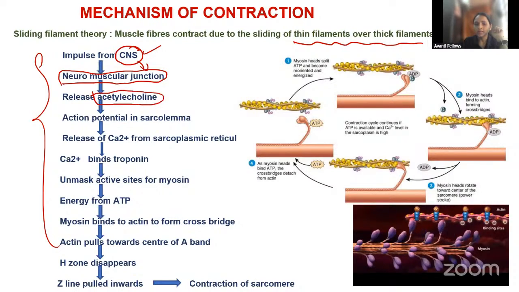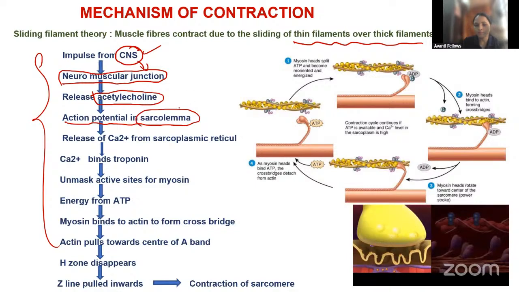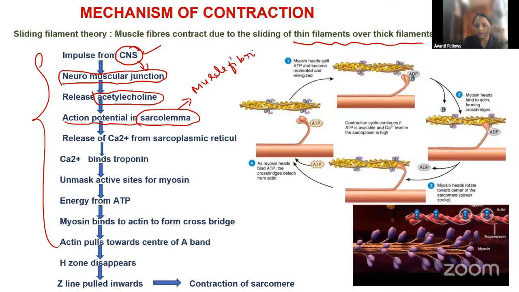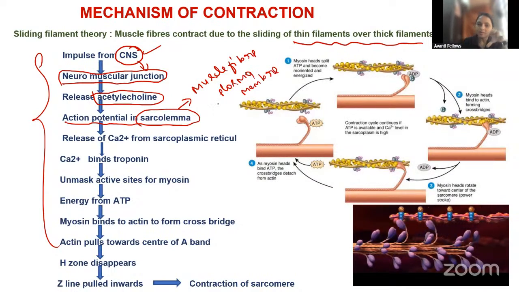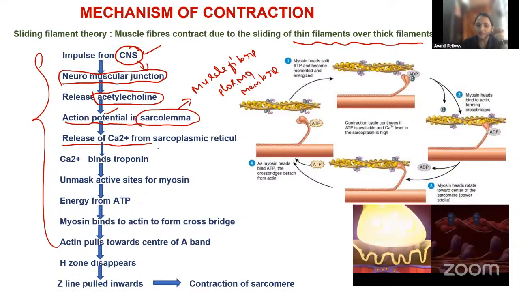Now, this acetylcholine is going to induce the action potential in the plasma membrane of the muscle fiber. Inside the plasma membrane of the muscle fiber, the action potential happens now. Now what is happening? The release of the calcium from the sarcoplasmic reticulum.